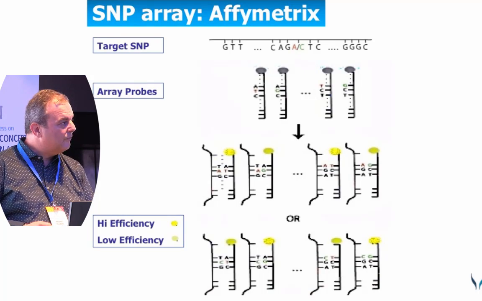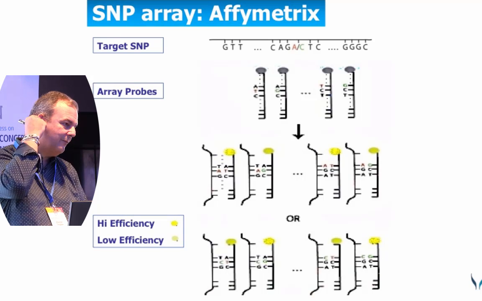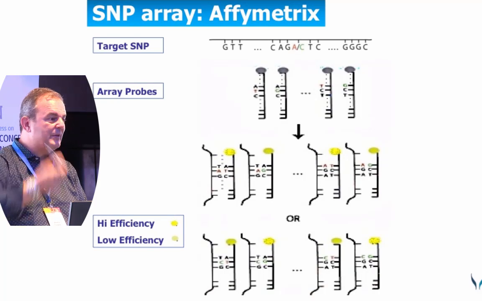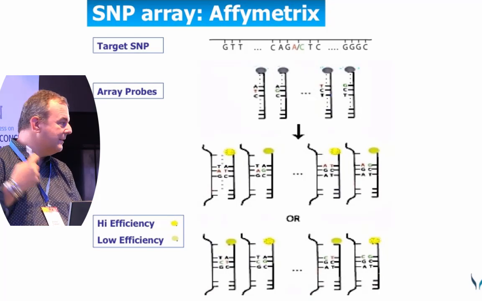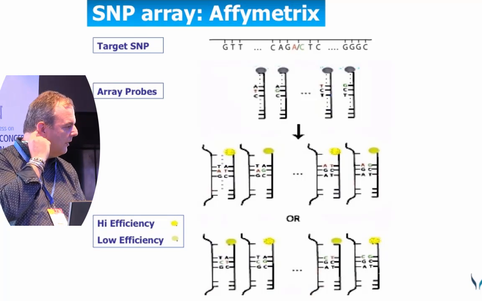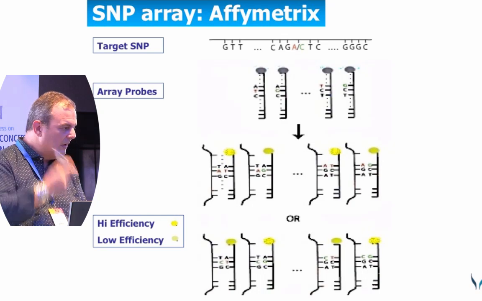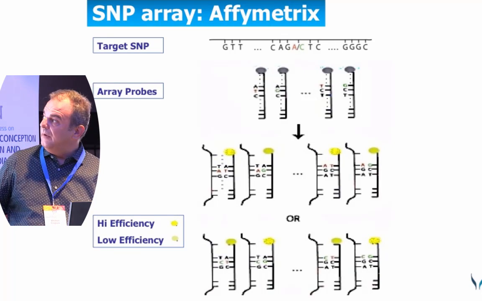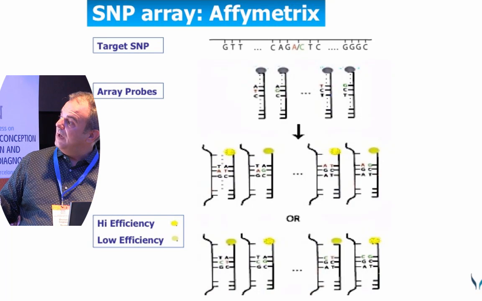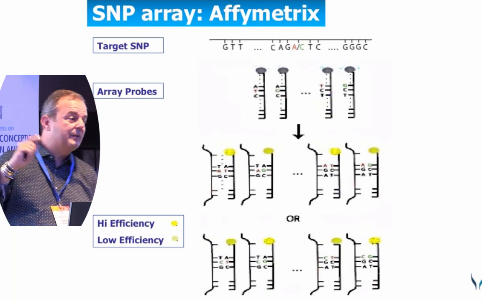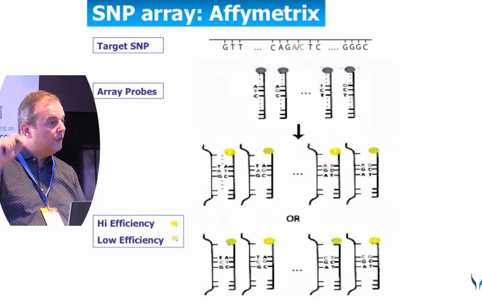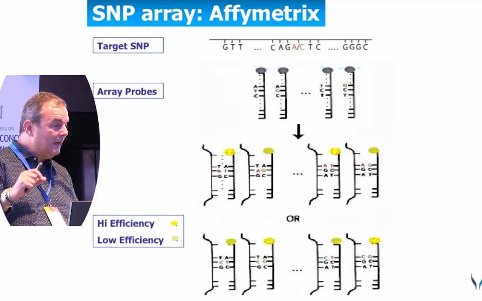There are other array platforms which are less frequently used, at least in prenatal diagnosis, and these are SNP arrays. There are basically two principles to analyze SNPs across the whole genome. One has been developed by Affymetrix, which is just using several probes around the same SNP, so that each allele hybridizes with a higher or lower efficiency depending on the position of the particular allele at the SNP locus.